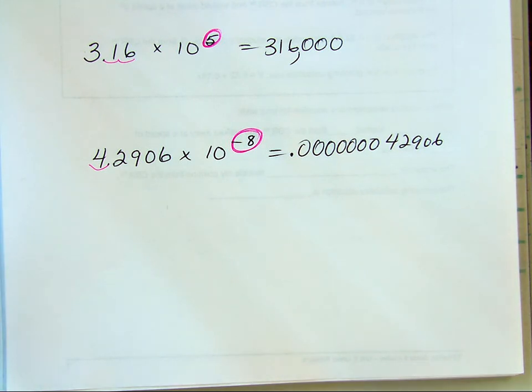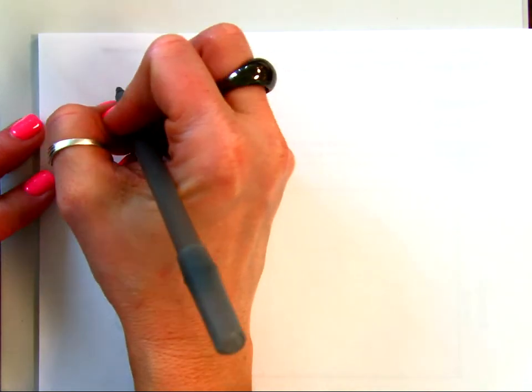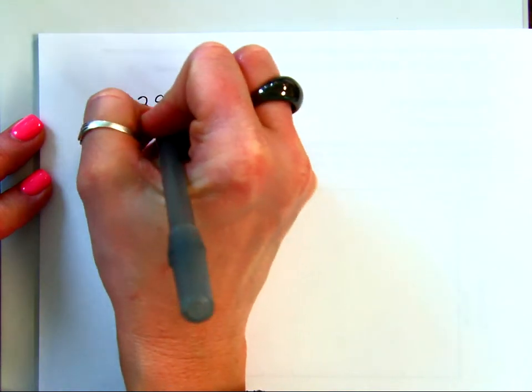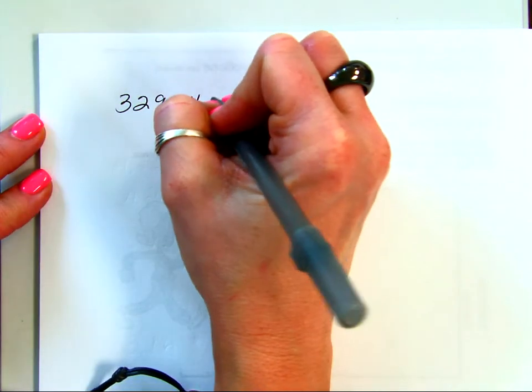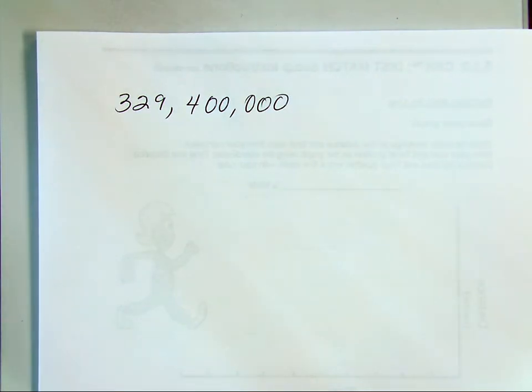Okay. So now we're going to talk about going the other direction. Meaning, I'm going to give you either a giant number written in standard form or a teeny number, and you are going to make it go to scientific. Okay? So we kind of got to reverse our thinking here. So are you ready for this? So let's take the number 329,400,000. Okay? And I want to know what is a fancy way to write that number in scientific notation.